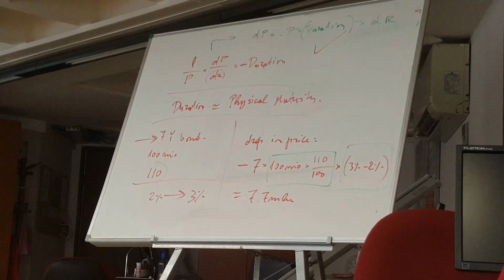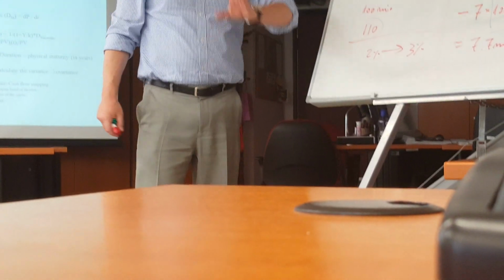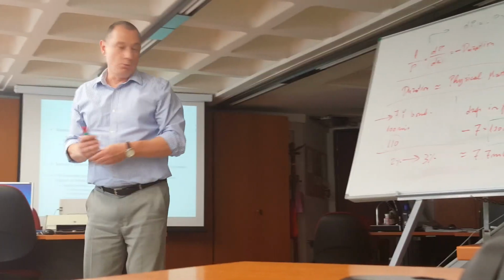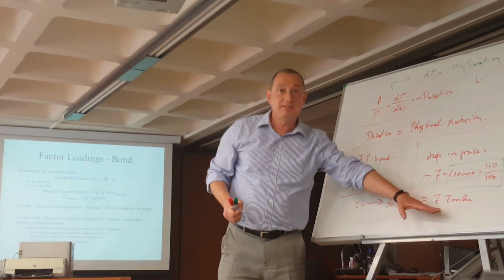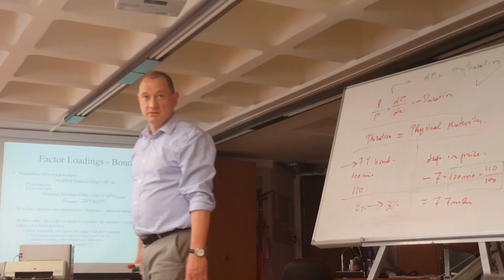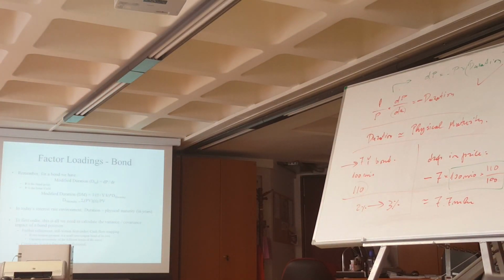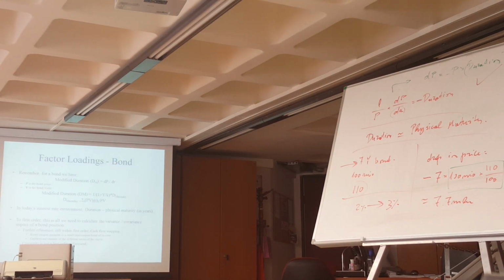So a 100 basis point, or 1%, increase in interest rate will give me a 7.7 million decrease in the value of this bond. Can I ask something else? Yes, please. In which case will the duration not be equal to the physical maturity? Generally, it's not equal, it's approximately.